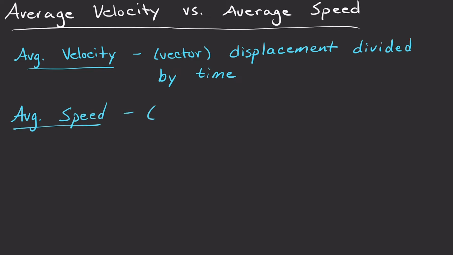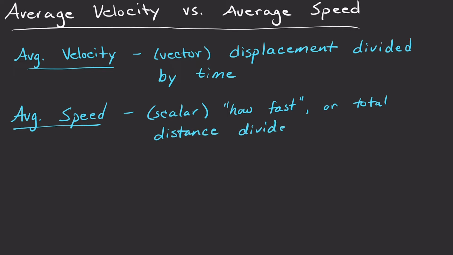Speed is a scalar quantity, so it does not have a direction. You can think of it as how fast you're going in any direction, or the total distance divided by the time that you were moving, or total time.